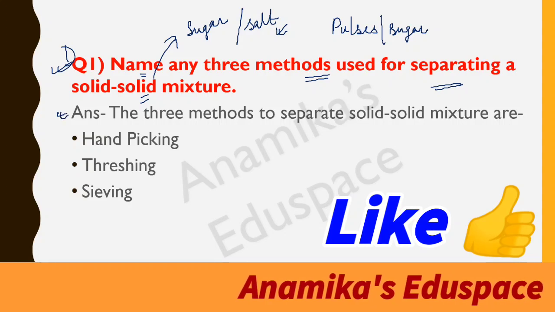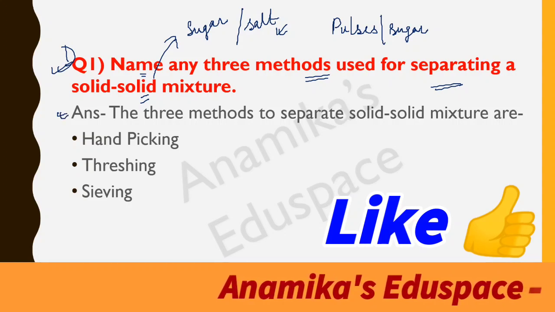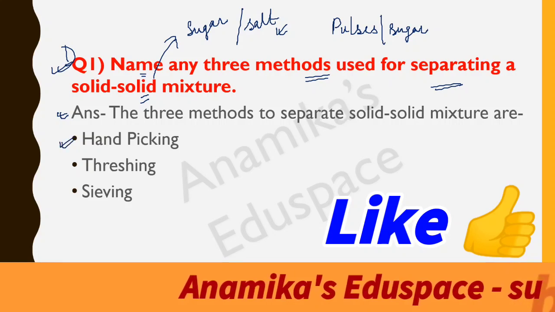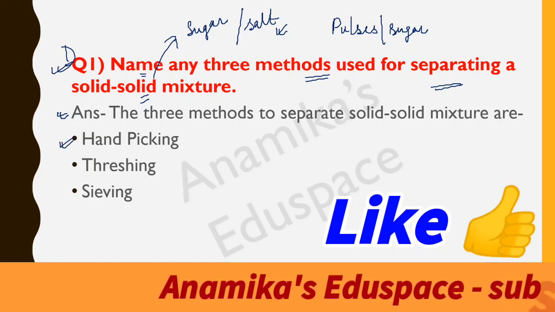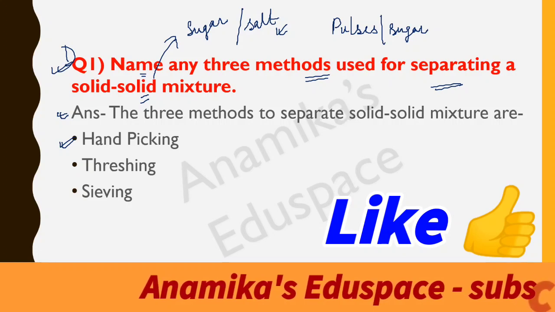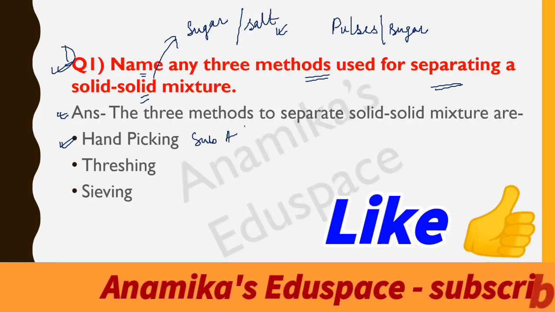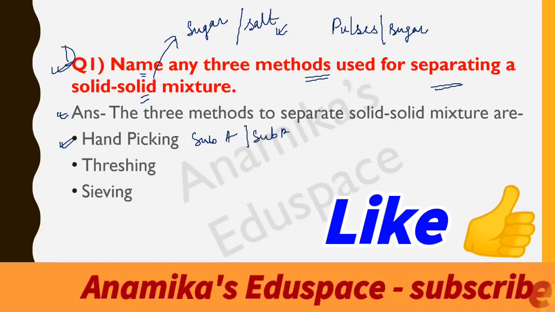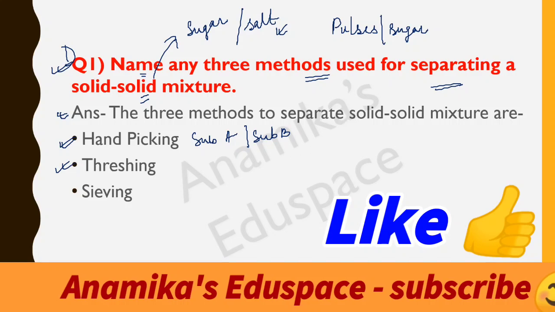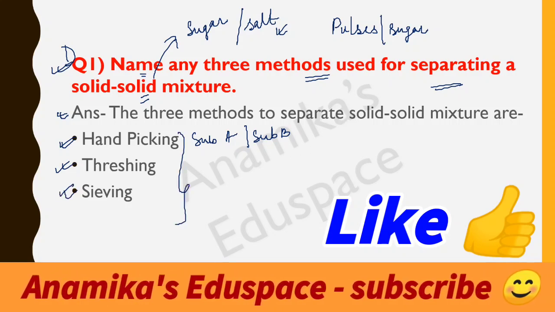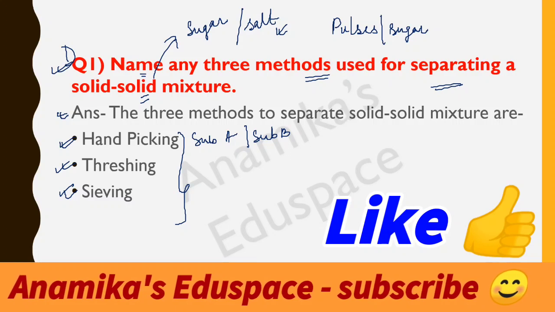Now the answer goes as: the three methods to separate a solid mixture are: first is hand picking. We can pick one by one and separate one substance from another substance, or substance A from substance B. Clear? Number B is threshing. And number C is sieving. So these are the three main methods by which we can separate a solid mixture. Clear, students? Let's move ahead.